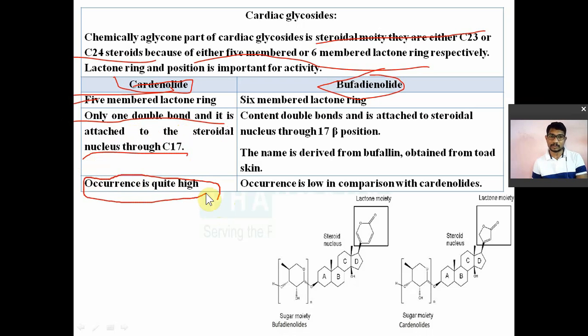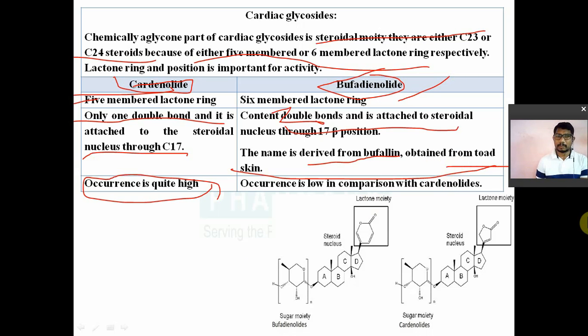Their occurrence is quite high as compared to bufadienolides. Cardenolides occur abundantly in plants. Bufadienolides do not occur in plants. They are particularly found in animals. Now what are bufadienolides? They have a 6 membered ring in their structure at C17, and they contain 2 double bonds. The lactone ring is attached to the steroid nucleus at the 17 beta position. The name bufadienolides was given because they were first derived from bufalin, which is from toad skin.